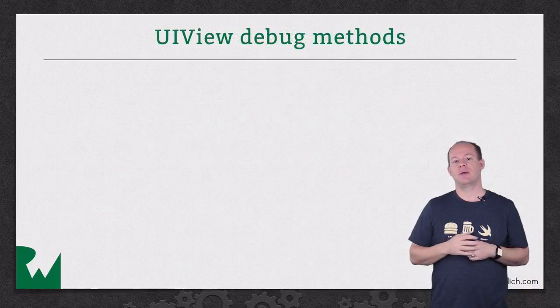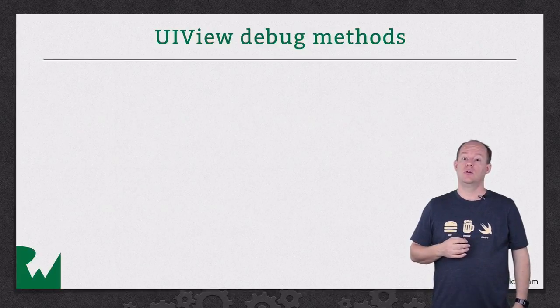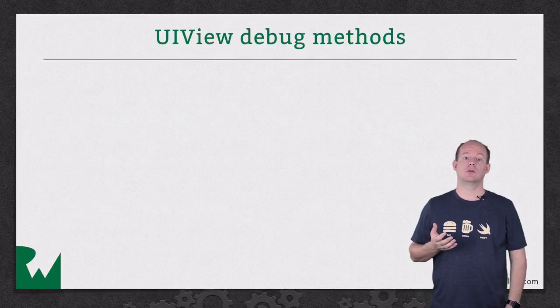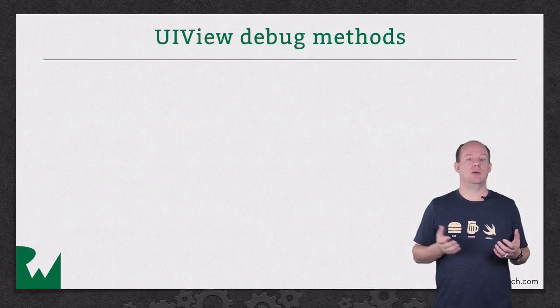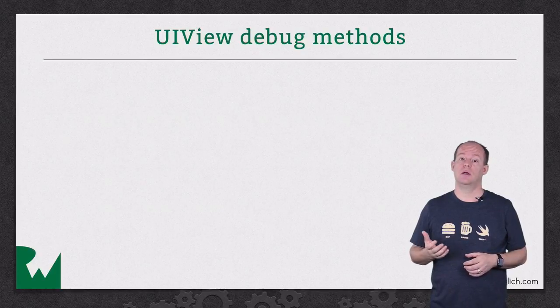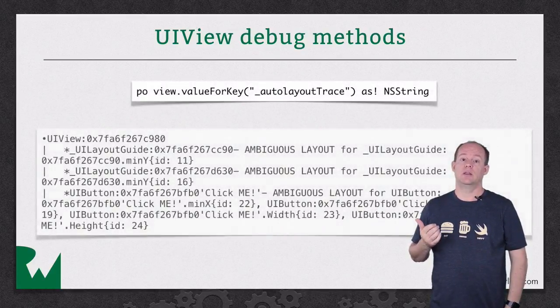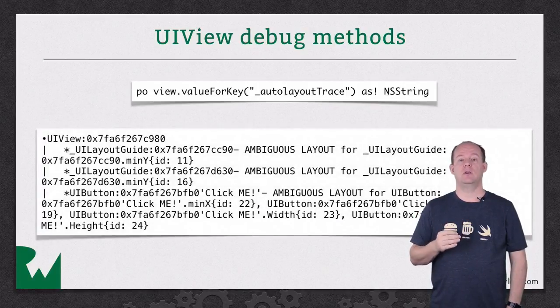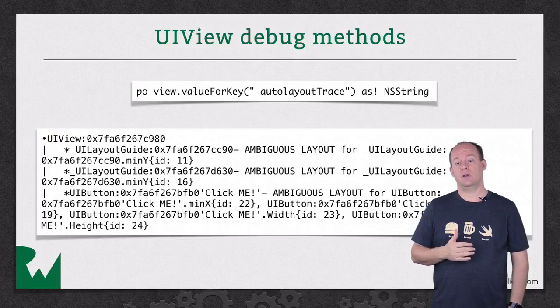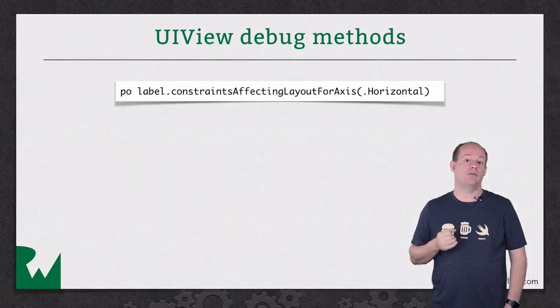There are several debug methods that come in handy when trying to understand issues with a layout. You're not going to use these in production code, but you can type them into the debug console or even hook them up to a button temporarily. Just make sure to remove that code before you move on. The first one is autolayoutTrace. This will print the view hierarchy from the specified view on down, and it will show if there are any views with an ambiguous layout in the hierarchy. Next is constraintsAffectingLayoutForAxis.